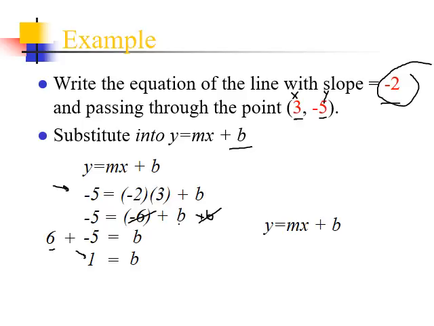Once you have that, all you need to do is go back to the equation. I know my slope, given in the question, is minus 2, and we just discovered that our intercept is plus 1. And we've got our final equation of a line right here.